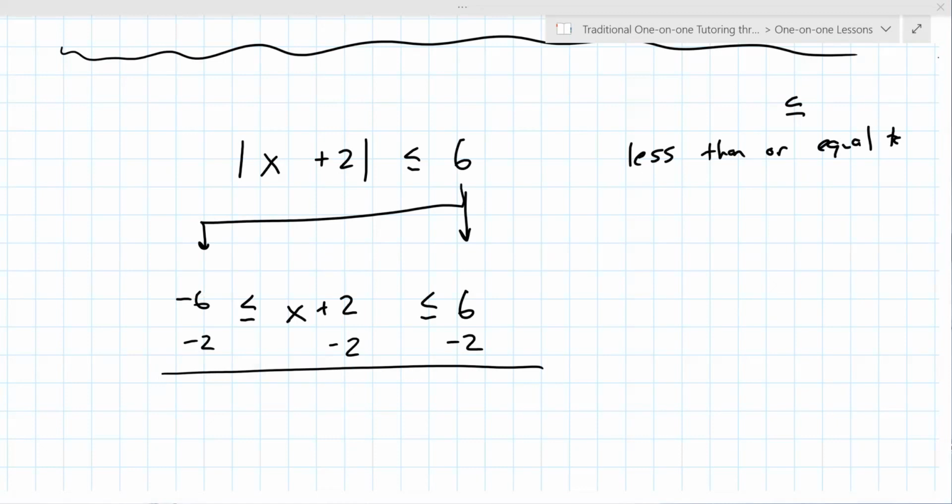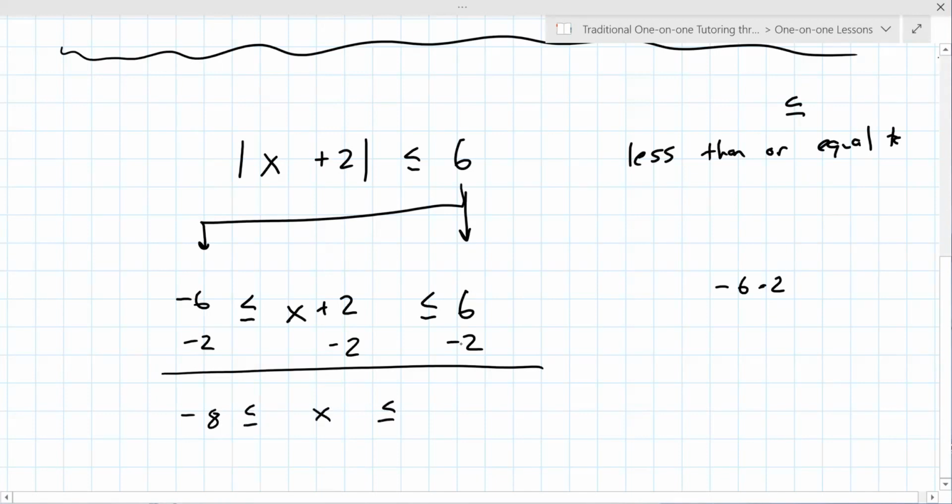Wait, you have to subtract them, right? Well, if we were to go off to the side here, it's negative 6 minus 2. What does that become? It's negative 8. What is 6 minus 2? 4. Very good.